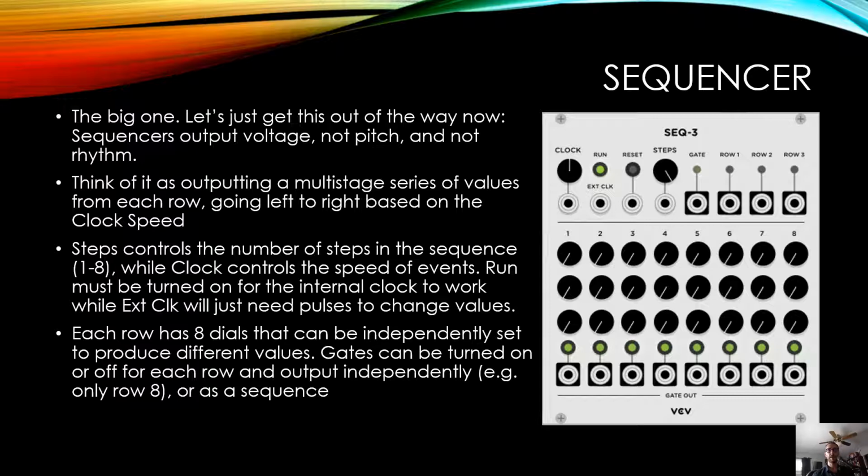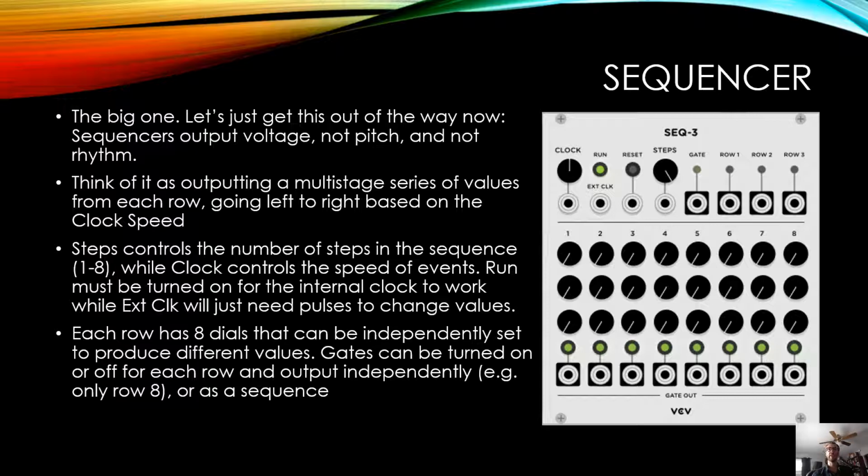Run must be turned on for the clock to work, while external clock just needs pulses to change the values and go from column to column to column. Again, all of the 8 dials in each row can be set independently to different values. So you're outputting volts per octave, or you're outputting different CV from each row.